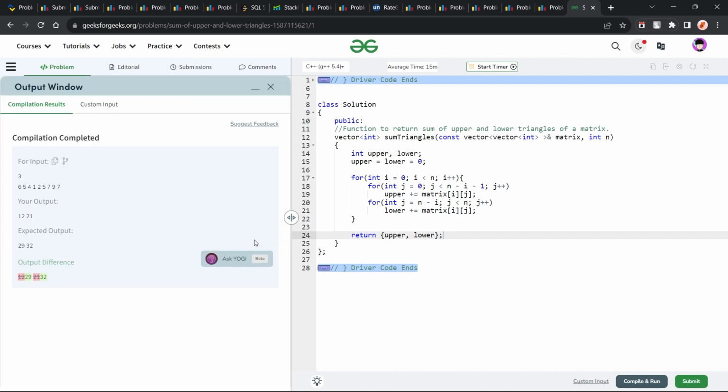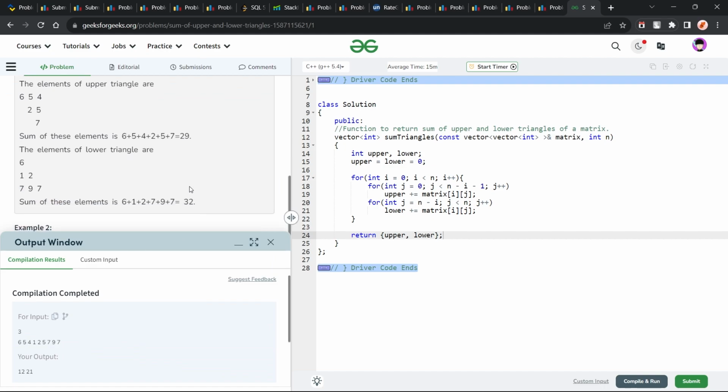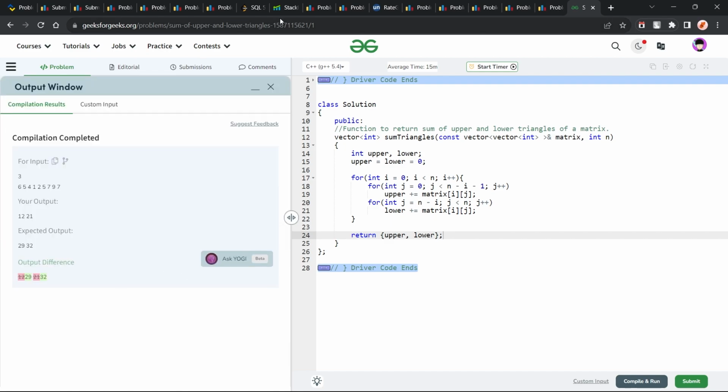Okay, so we are getting some wrong answers. Let's see what happens. So this is a 3 cross 3 matrix, and we are getting less values for both of them.